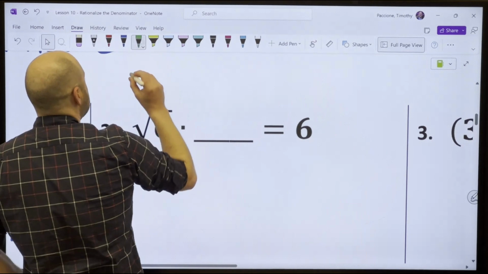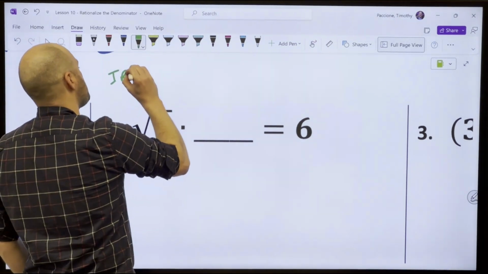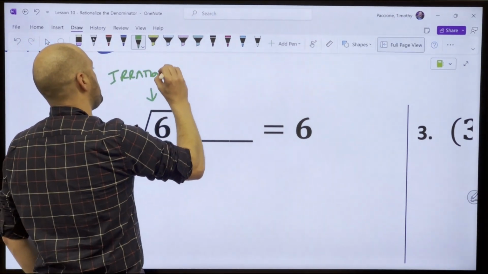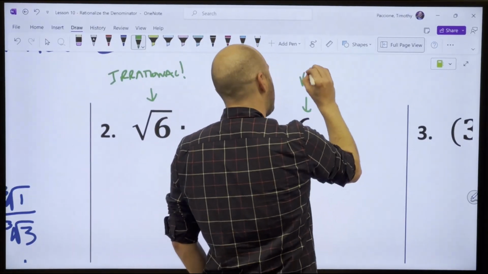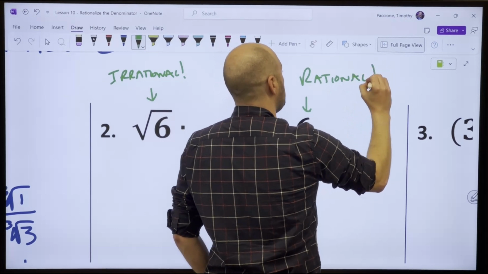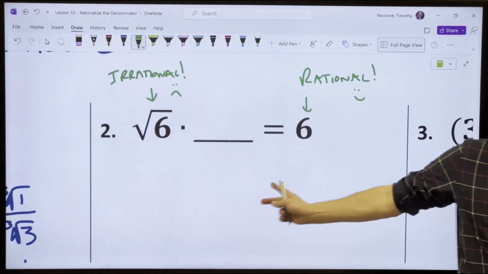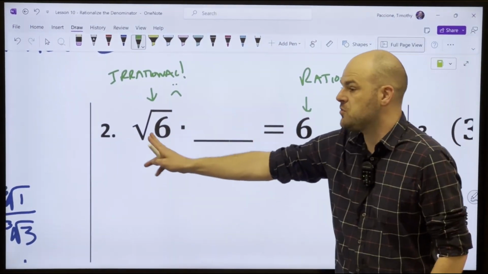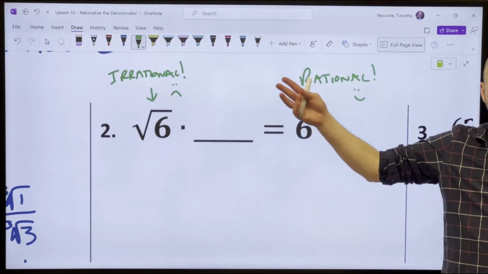Let's say I have this. This is what type of number? Irrational. It's an irrational number. And this is what type of number? Rational. A rational number. So whatever this blank spot in the middle is must get us from irrational to rational. It must accomplish that goal. What is that blank spot?